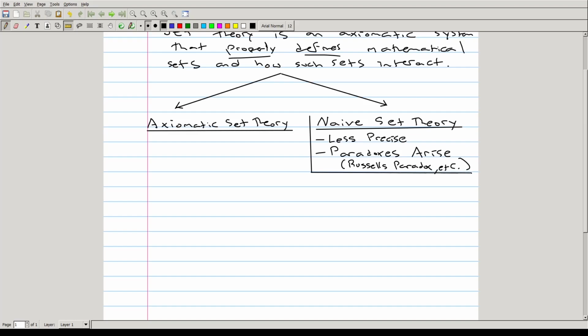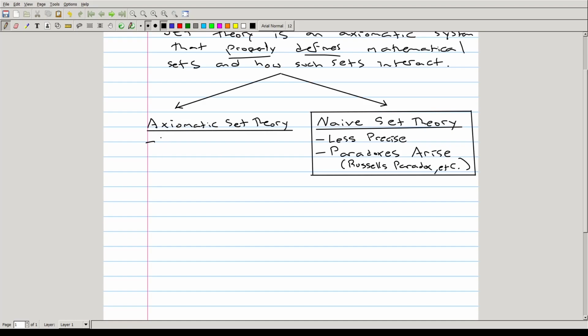So this naive set theory was developed by Cantor, and it was perfectly fine for a very long time. And mathematicians used it to develop ideas. However, the fact remains that these paradoxes still do arise if you're not very, very careful with how you define exactly what a set is and how different sets interact with one another.